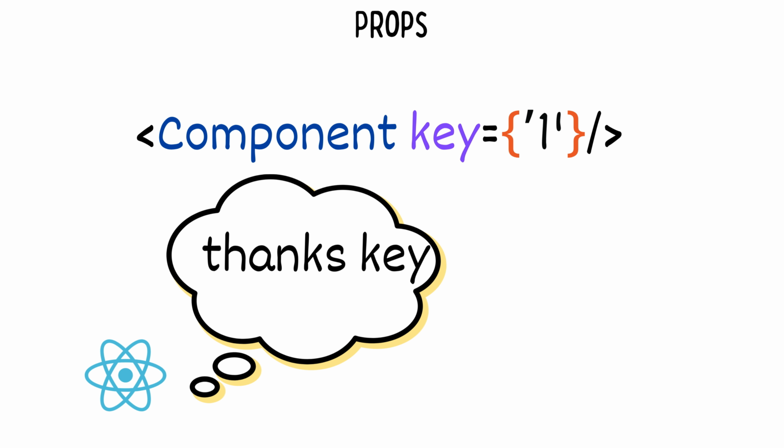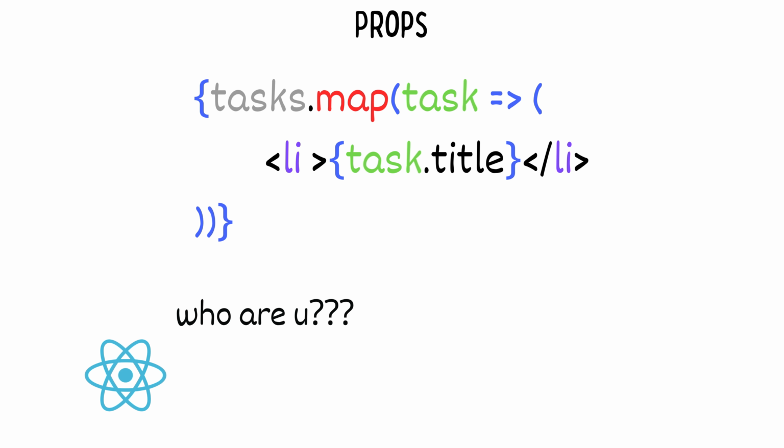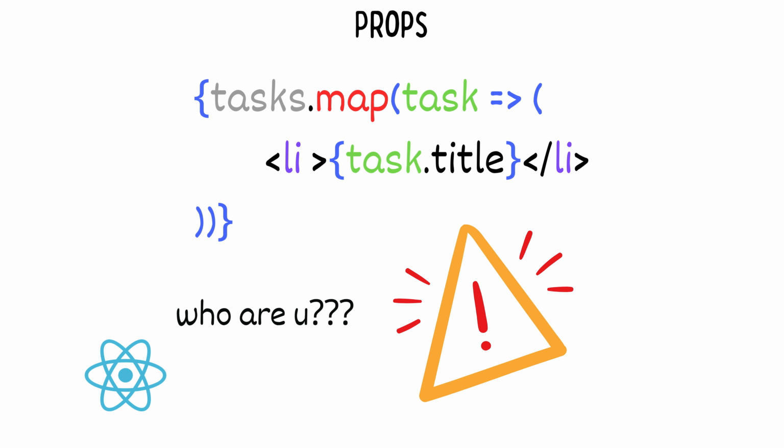The key prop helps React identify components in lists. When you're mapping over an array of items, each one needs a unique key. Without it, React can get confused, so it'll throw a warning.